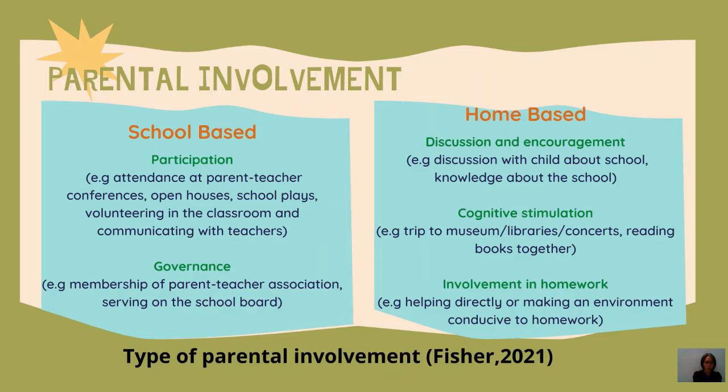It's important for the parents to discuss with the child what happened in the school, and it's a good idea to have a day trip to museums, libraries, or concerts. It's also a good idea to have daily routine activities with your children, like reading books together and discussions. Of course, parents are suggested to help in homework, whether giving guidance or making a home environment conducive to homework. From these 5 types of parental involvement, it is hoped that their children's academic cognitive development, engagement, and motivation will increase.